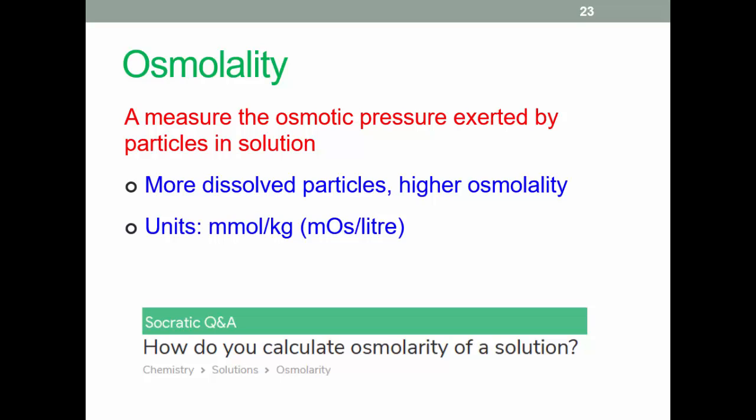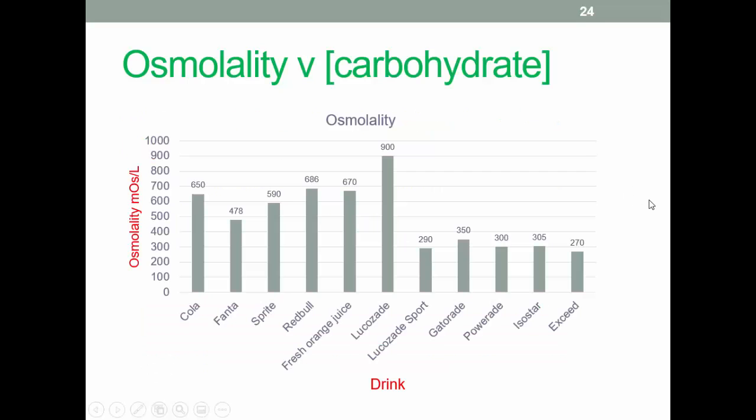But the key point is it's not just about concentration per se, so the weight of something dissolved, it's about the number of particles, and we'll come back to that a little bit later on. Okay, we'll talk about isotonic drinks a bit later on. They may be defined as having a similar concentration of carbohydrates and electrolytes to your blood. That is, they have a similar osmolality.